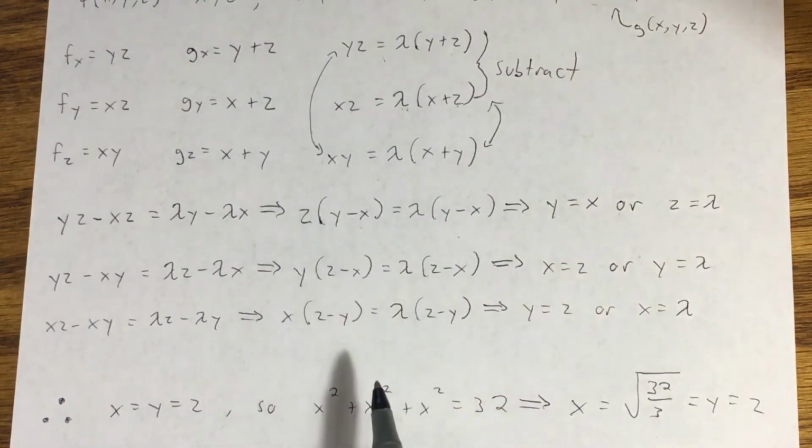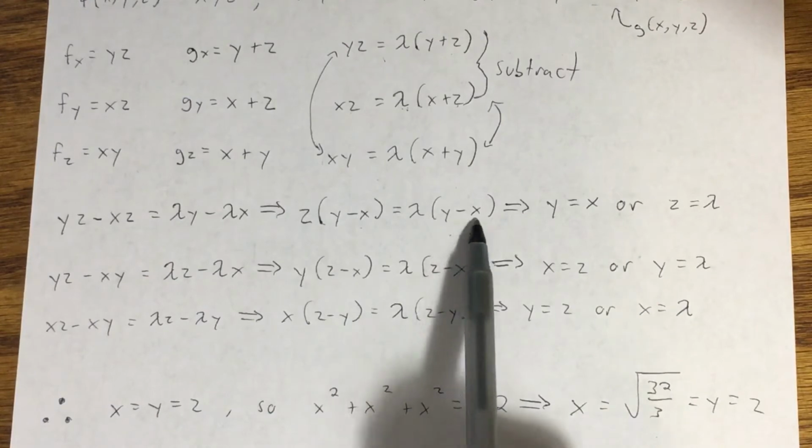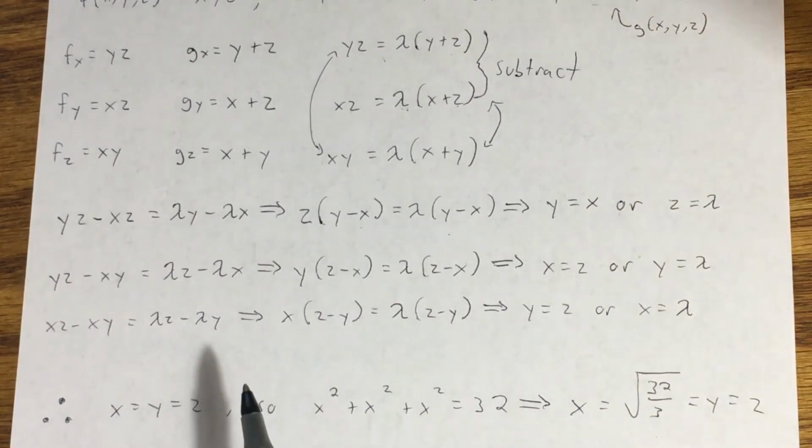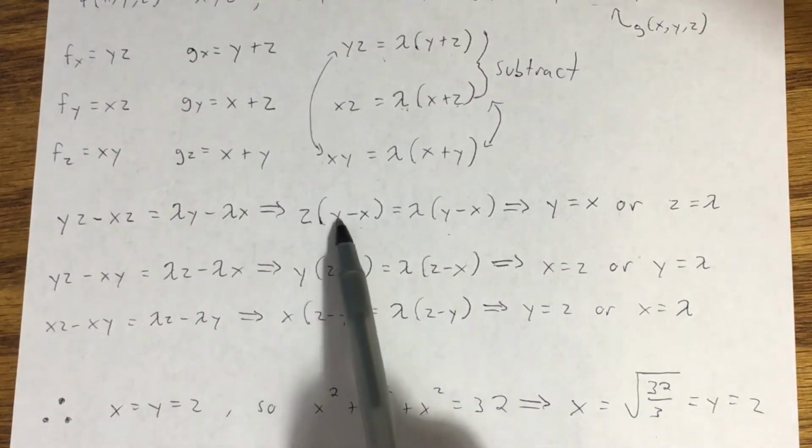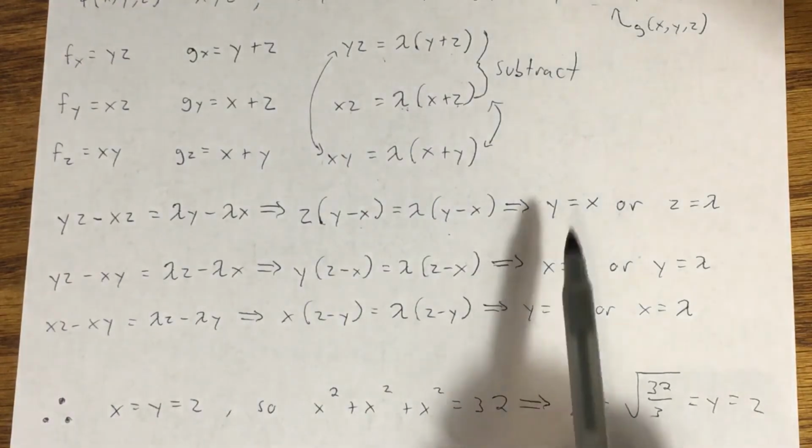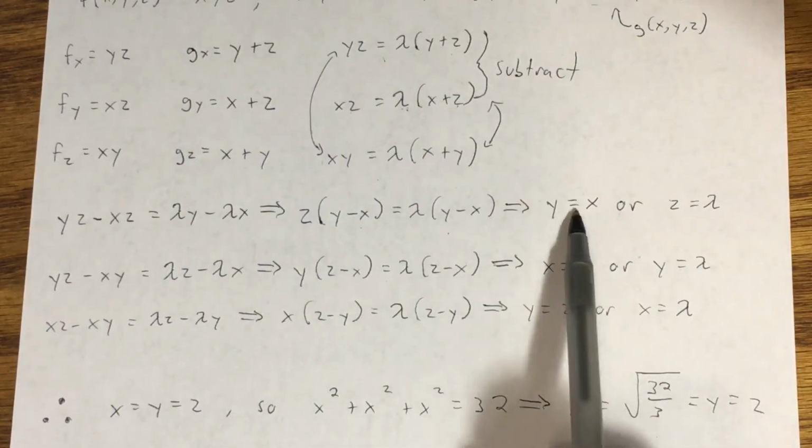If y and x are equal to each other, then y minus x, which shows up as a factor on both sides, will equal 0. That causes this equation to say 0 equals 0. That's a possible solution. So it's possible from this that y is equal to x.